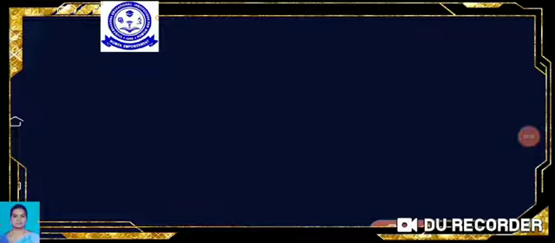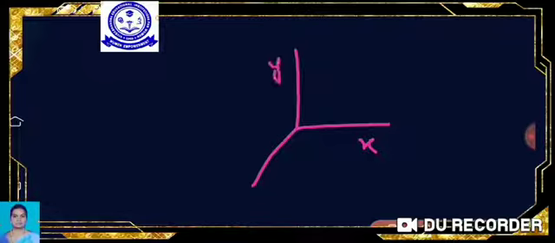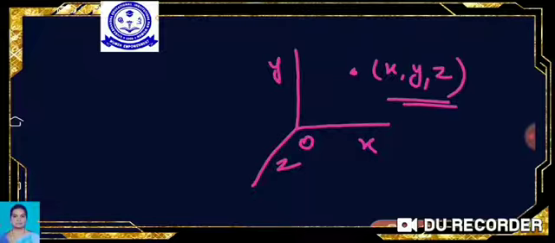Suppose this is our coordinate system, that is x, y, z. If I want to specify one mass point with respect to origin, it is at x, y, z. This is the position of the mass point.